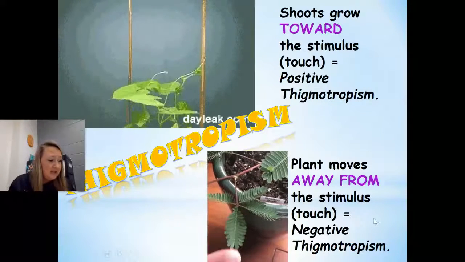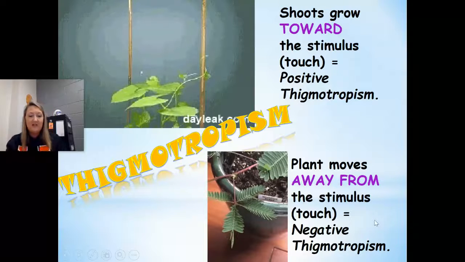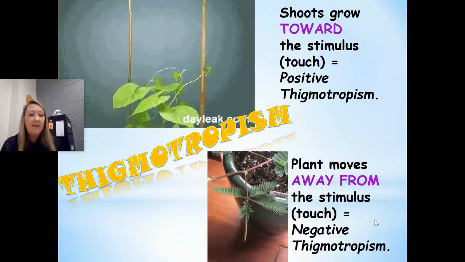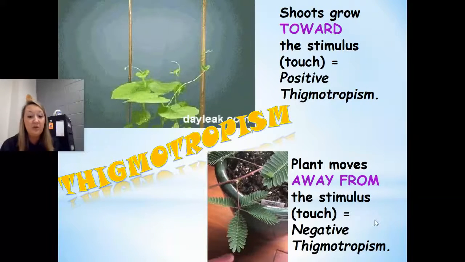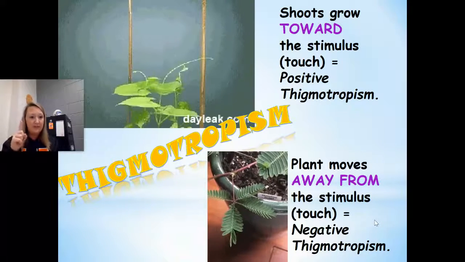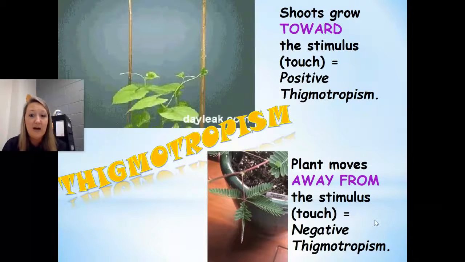Thigmotropism is not on your paper, but it's a fun one, and I thought you guys would enjoy these videos. So this one is just for fun. Thigmotropism happens when a stimulus, touch, changes the direction of the growth of a plant. So when shoots grow, shoots are what we call the tips of the plants. Shoots grow towards the stimulus or touch, that's a positive thigmotropism.